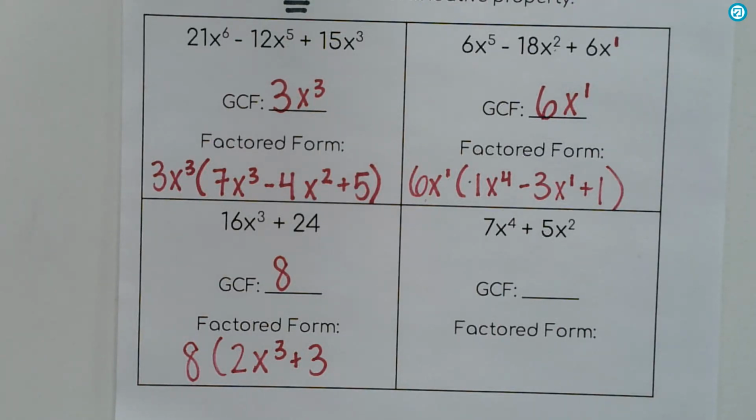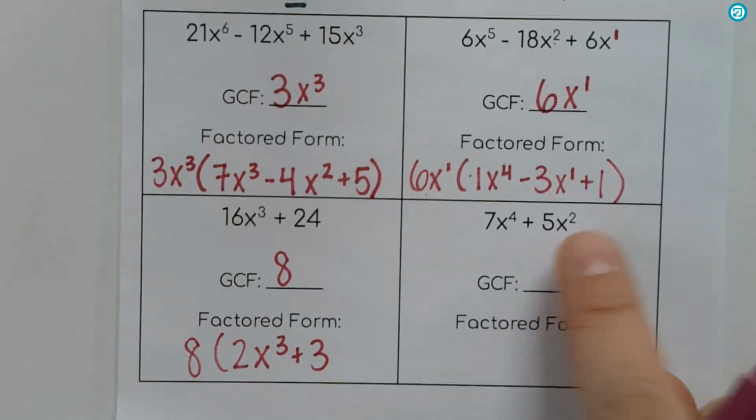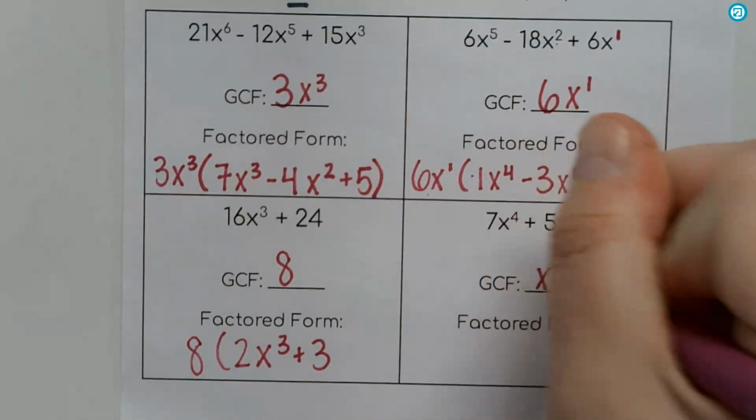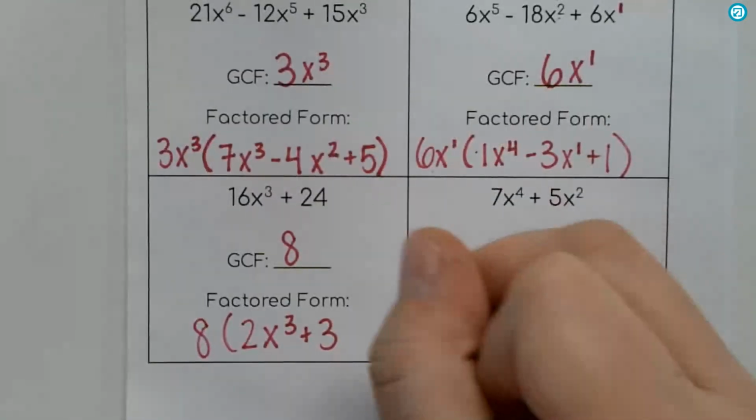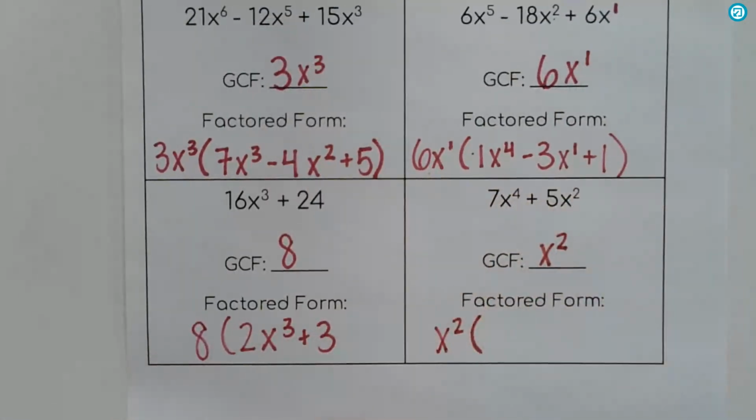Okay, next one. What can we divide 7 and 5 both by? 1. So 7 and 5 are both prime numbers. We can't divide either of them by anything other than 1 and themselves. There's no use in dividing them by 1, because dividing them by 1 doesn't change anything. With that x to the 4th and x squared, though, how many x's can we pull out? 2. So since that last one has an x squared, we can go ahead and pull out just an x squared. So we've just got an x squared that we're going to pull out here.